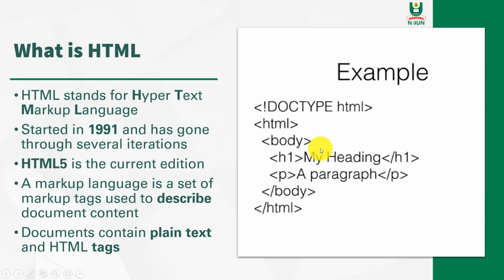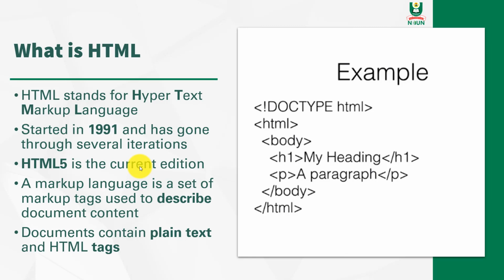Now let's look at what is HTML. HTML stands for Hypertext Markup Language. Note that word again, Hypertext Markup Language. It started around 1991 and it has gone through several iterations. Today in 2021, we are using the current edition of HTML, which is HTML5. Okay, so there are older versions, but today we use HTML5.